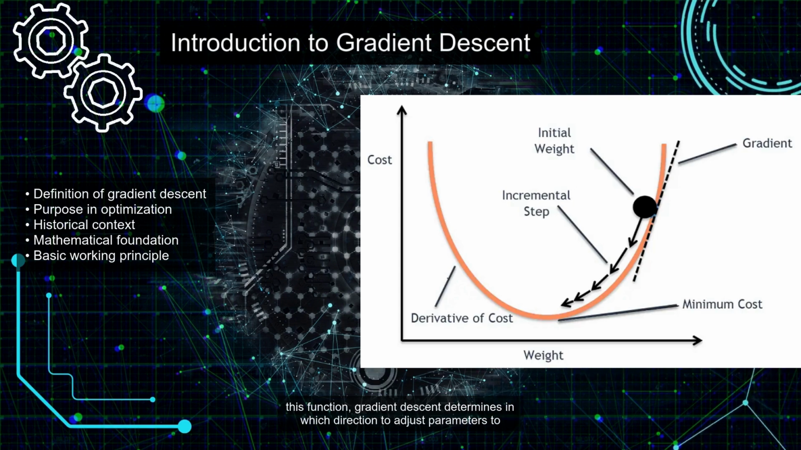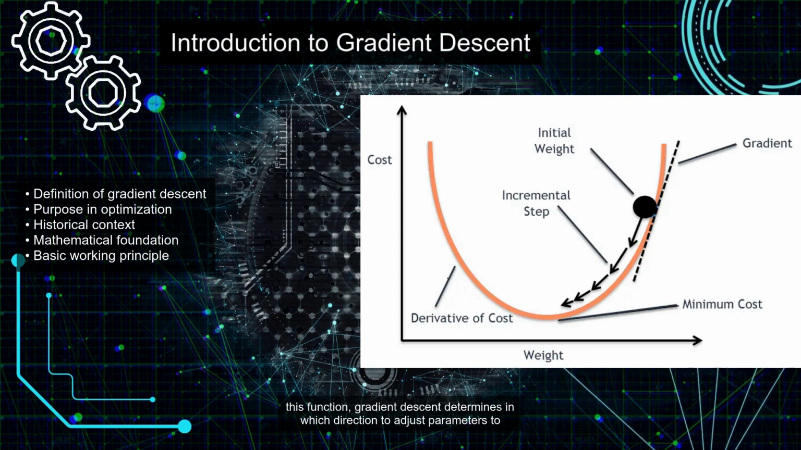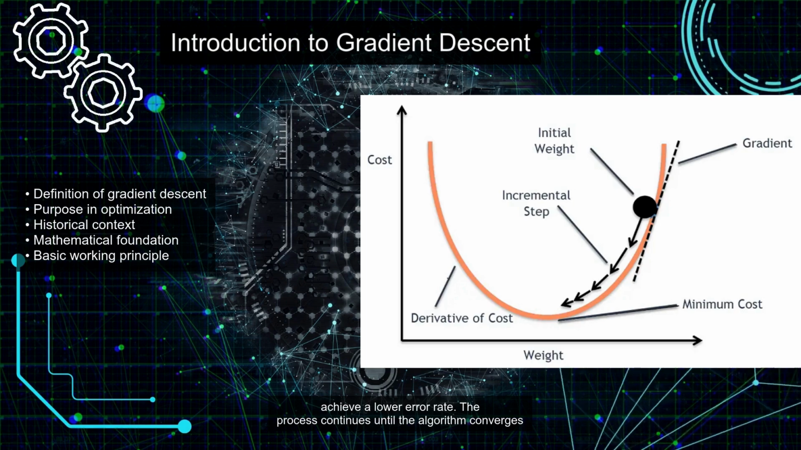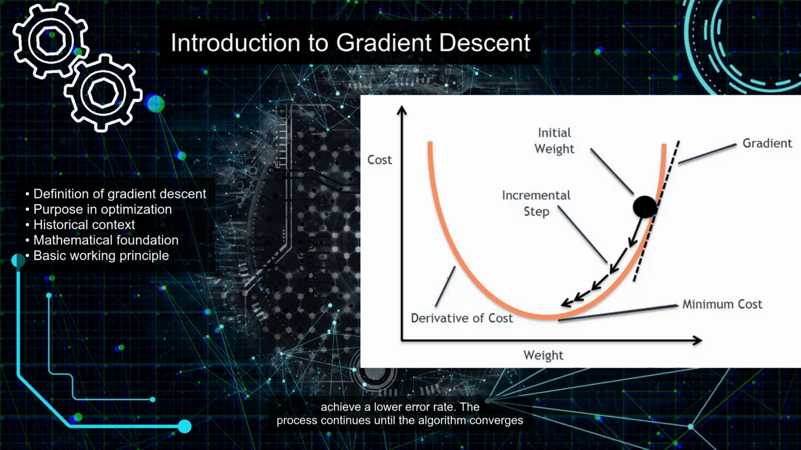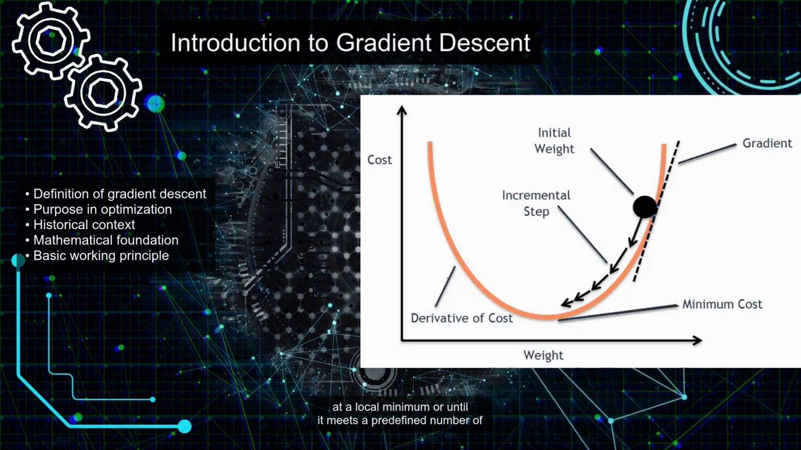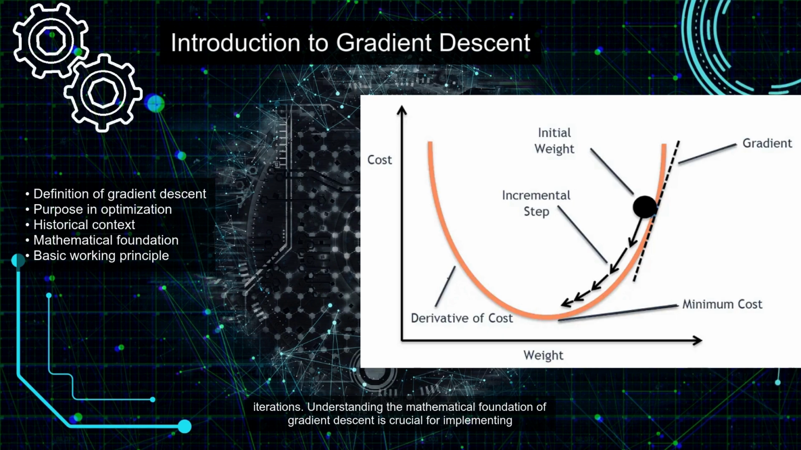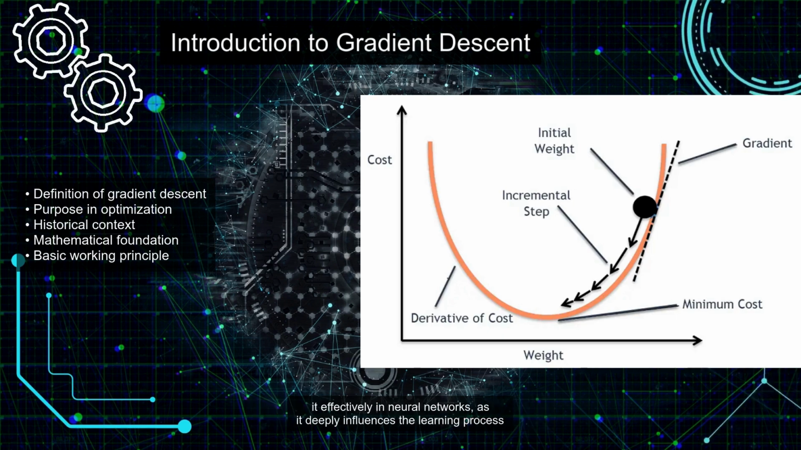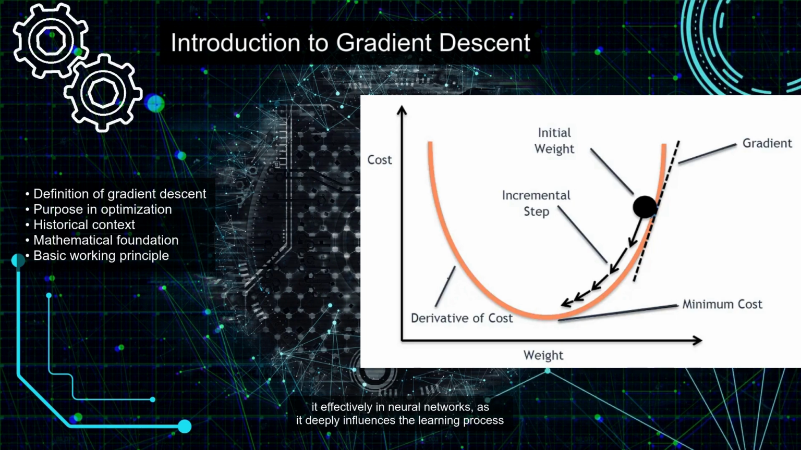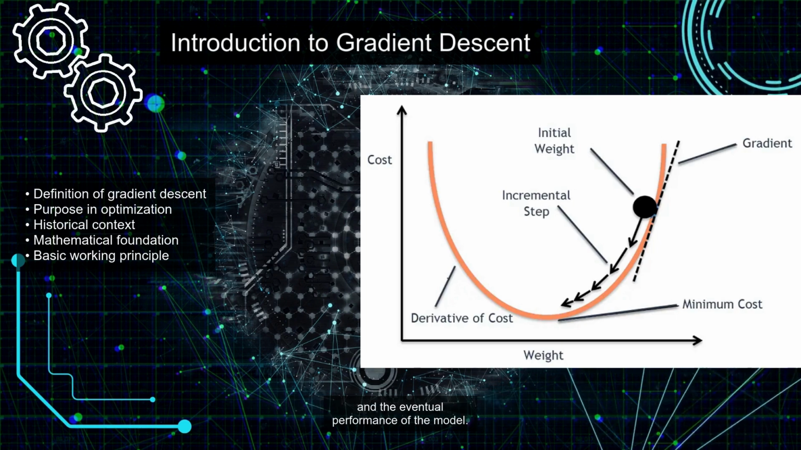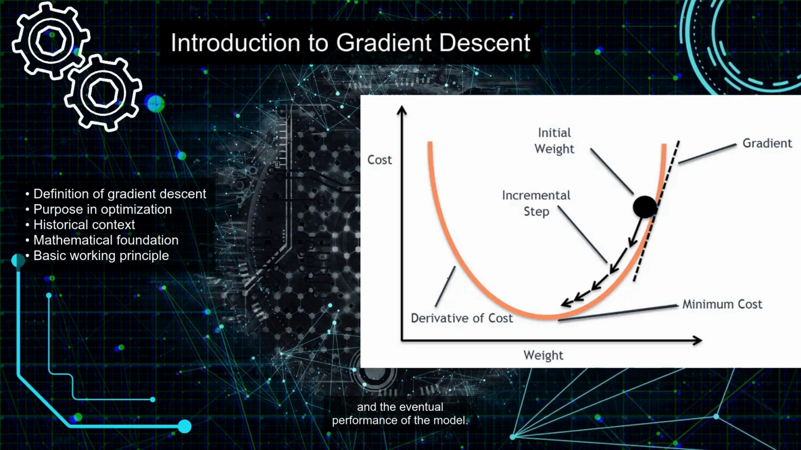The algorithm starts with an initial set of parameters and iteratively adjusts them to reduce the error or cost function. By calculating the gradient of this function, gradient descent determines in which direction to adjust parameters to achieve a lower error rate. The process continues until the algorithm converges at a local minimum or until it meets a predefined number of iterations. Understanding the mathematical foundation of gradient descent is crucial for implementing it effectively in neural networks, as it deeply influences the learning process and the eventual performance of the model.